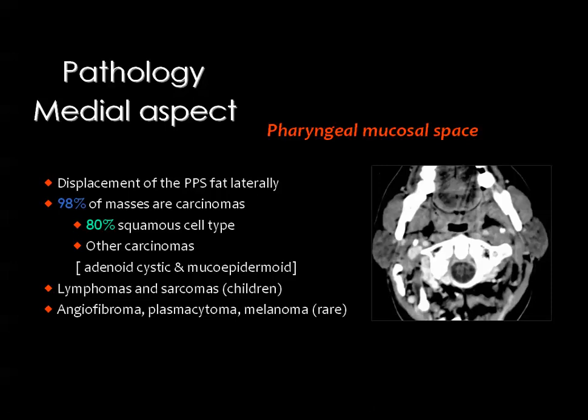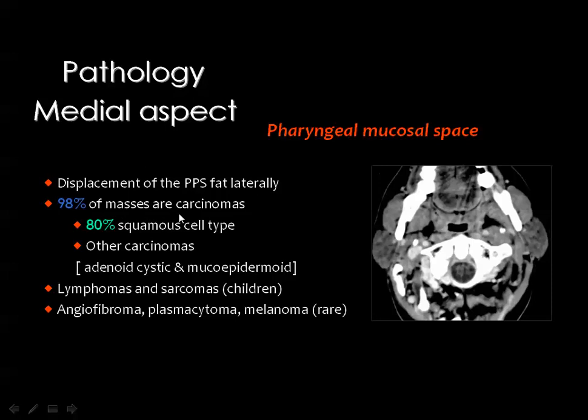Then we finish with the anatomy and we come to the pathology. The same will be followed. We start space by space, and you know that this is the parapharyngeal space fat, and this is the anterior aspect, this is the posterior aspect, the lateral aspect, and the medial aspect. On the medial aspect, you can see the pharyngeal mucosal space, and any lesion arising from this area will push the parapharyngeal fat laterally. And most of the lesions arising from the pharyngeal wall medial to the parapharyngeal fat are carcinomas.